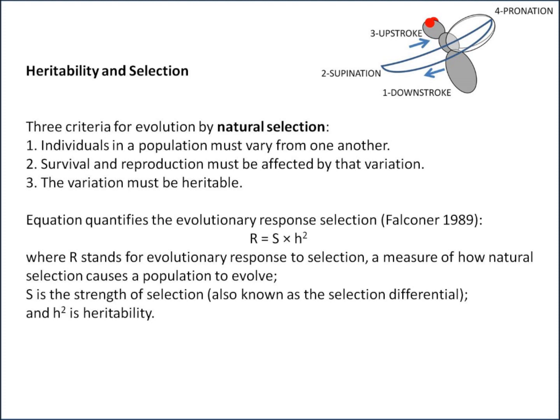So the individuals in a population must vary from one another. Survival and reproduction must be affected by that variation. And thirdly, the variation must be heritable. So I've now added on the third clause.